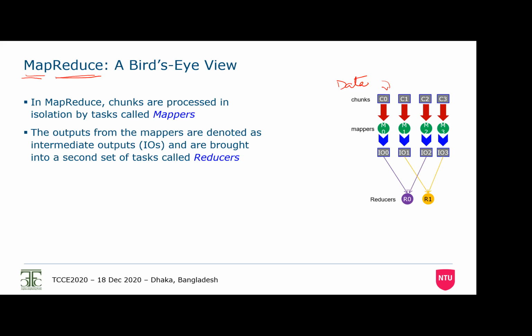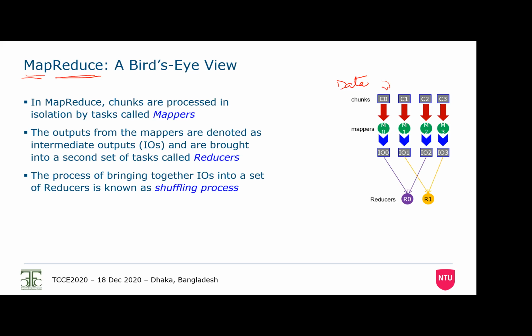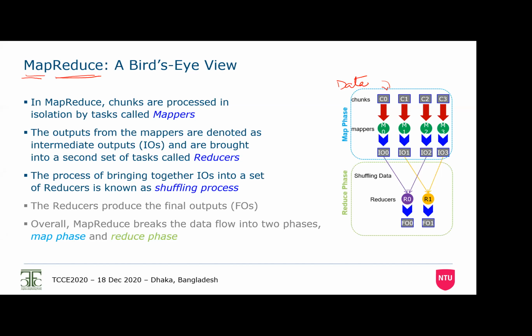Now, these intermediate outputs are then brought into yet another process called the reducers. Before they actually come to the reducers, there is a sort of internal sorting and shuffling process, which makes sure that similar things are grouped together. Then the reducers eventually produce the final output. So this is roughly the concept: we have the map phase and the reduce phase.